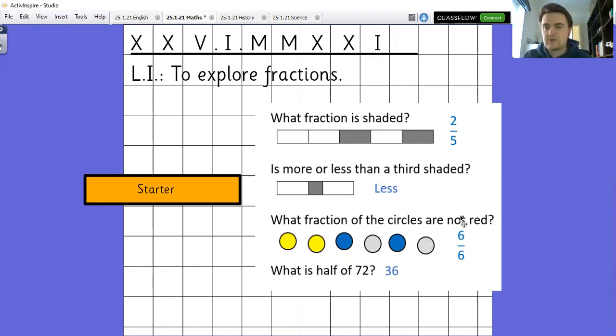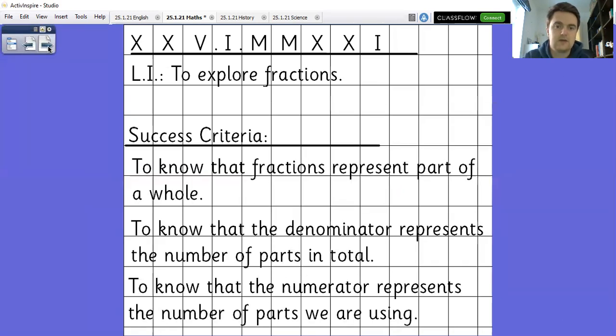What fraction of the circles are not red? There are 6 circles and all 6 of them are not red. So 6 out of 6 of the circles are not red. And then what is half of 72? That means that we are splitting 72 between 2 groups, and that is 36. So that's just a quick introduction. Let's have a look at what we're doing today.